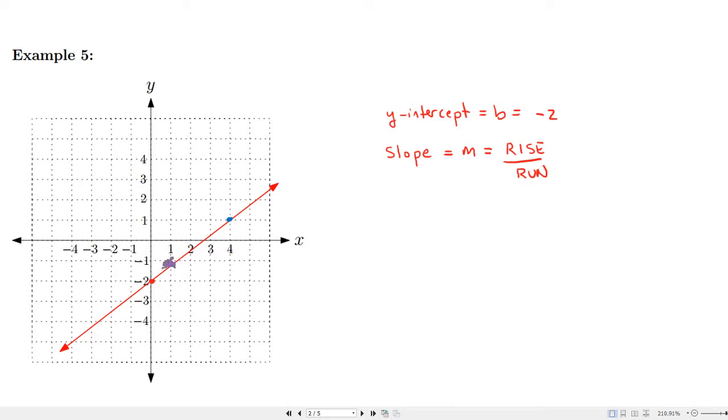Okay, so let's determine the rise and the run here. To get from the red point to the blue point, what do we have to do here? We would have to go positive 2 in the y direction, and then positive 4 in the x direction, right? So the change in y over the change in x: the y is the rise, which is positive 2. And the x, we're going in the positive x direction, so that would be positive 4. So then the slope here would be 1/2. Okay?